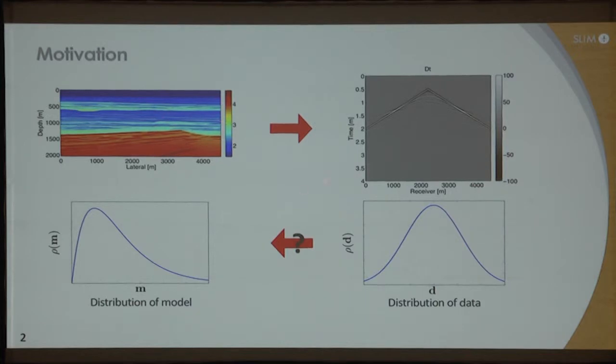The motivation of this work is that we all know we can get the data from the model, and the objective of the inversion is to use the data to invert the model. But in practice, we know there is noise and uncertainty in the data, so the inversion result should also contain some uncertainties. So we want to link the distribution of the data to the distribution of the model and give some error bar for the inversion result.